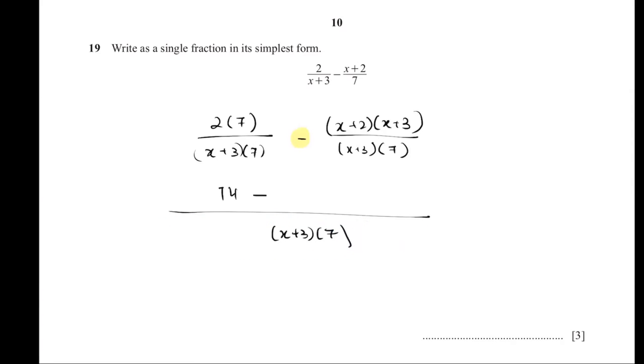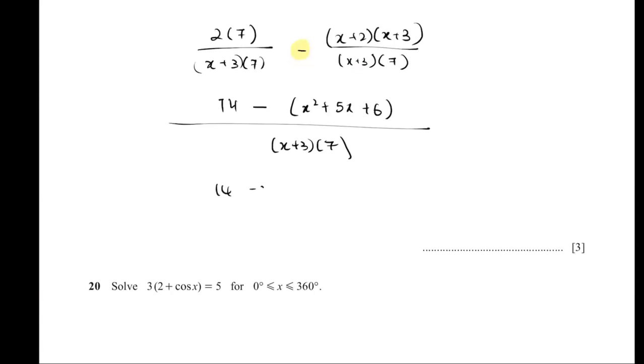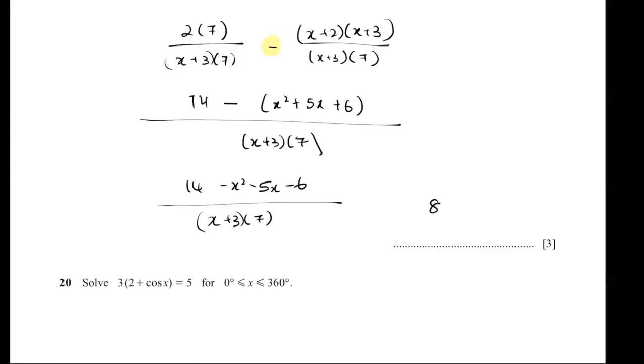So this one, you need to expand this first. Then you need to multiply it. 14 minus x squared plus minus 5x minus 6. Then you simplify it. Then you should be able to get your answer. 8 minus x squared minus 5x. There's nothing you can do already at the bottom.